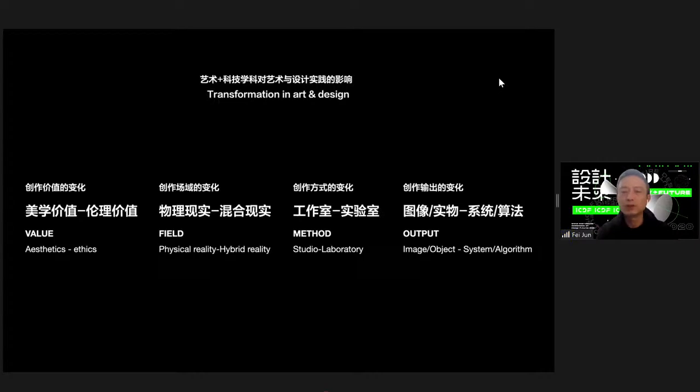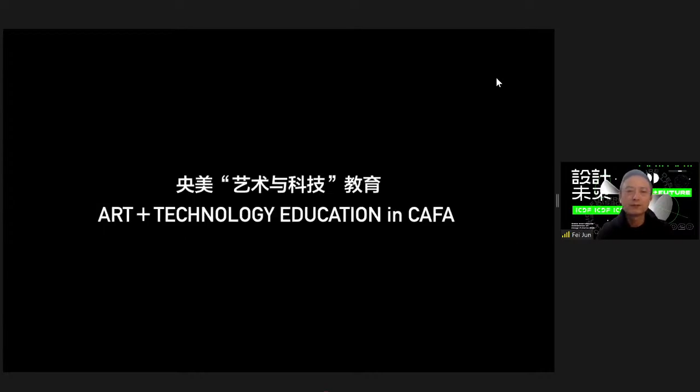And then last but not least, the change of output. For hundreds, even thousands of years, art output is a kind of image or object. But nowadays, we'll see more and more artistic forms shifting from image and objects to system and algorithms. So that will be non-object based. For example, a lot of digital art can be regarded as a system created. And the algorithm will no longer serve as a tool only, but also become the essence of art.